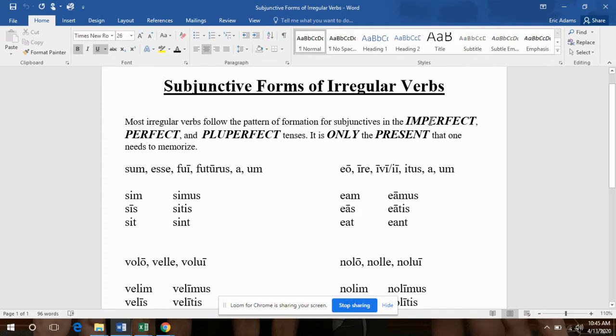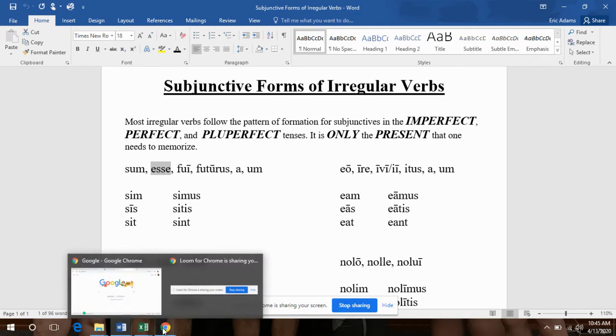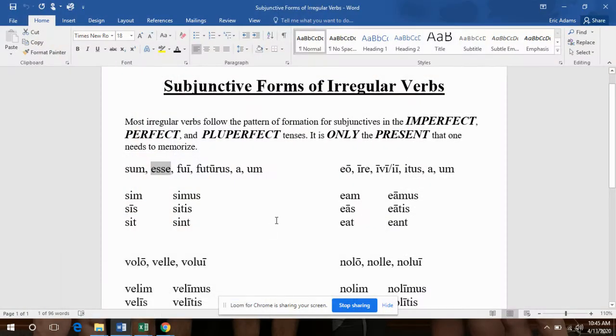For example, if we look at the imperfect tense, I'm sorry, I'm outside today and the pollen is getting to me a little bit. The imperfect tense would take the infinitive, in this instance, esse, and you would just put your various endings on them: m, s, t, mus, tis, nt.